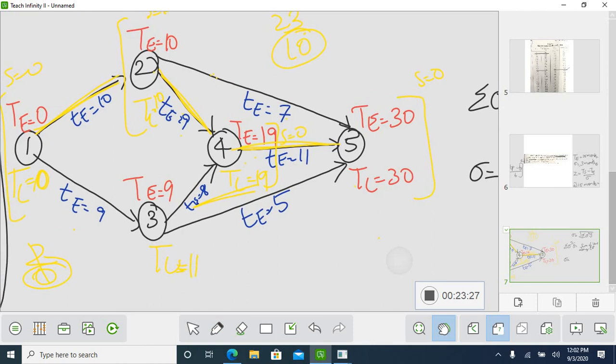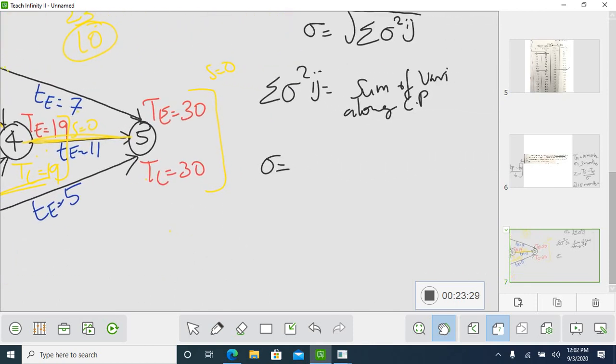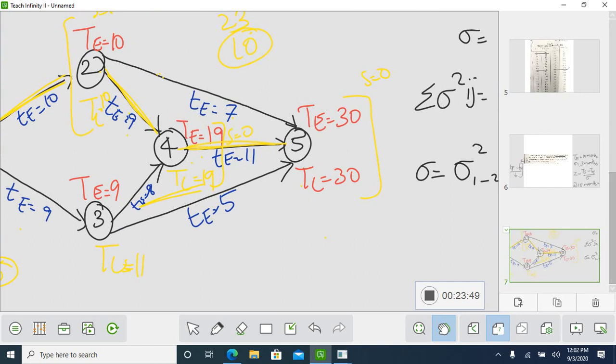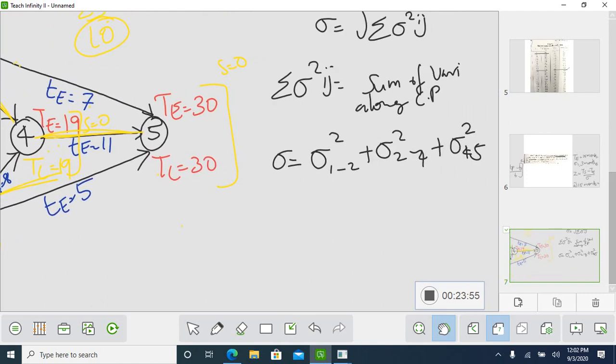1 to 2, 2 to 4, 4 to 5. So how will you write down 1 to 2? For all sigma square, 1 to 2 plus 2 to 4 plus 4 to 5. So this is all the critical path. You will be writing the variance value for the critical path.